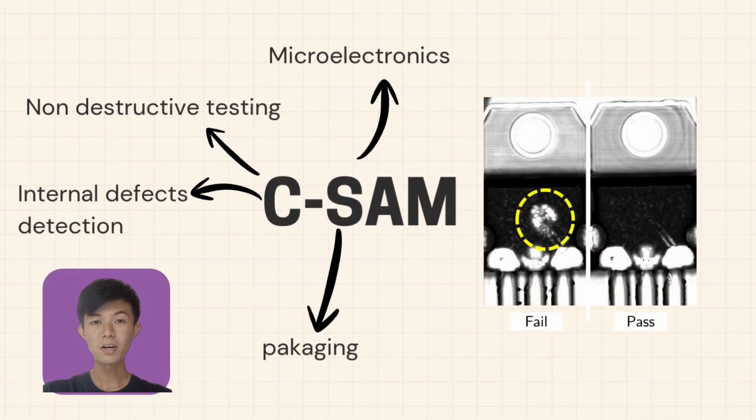The main function of SAM is non-destructive failure analysis. It allows inspection of internal damage without cutting or destroying the sample, which is especially important in electronics, where components are small and also expensive.